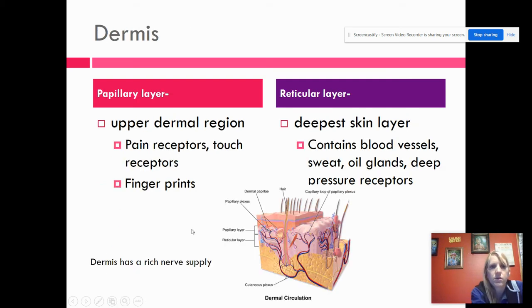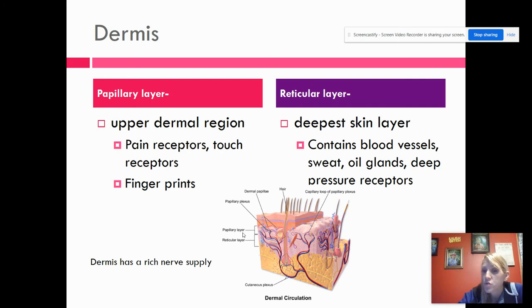So the dermis is split into two layers, the papillary layer and the reticular layer. The upper dermal region is the papillary layer. So you can see right here, the papillary layer. I don't know if you can see it. That's where your pain receptors would be found, your touch receptors, which is good because you'd want them kind of on the surface so you could feel things.